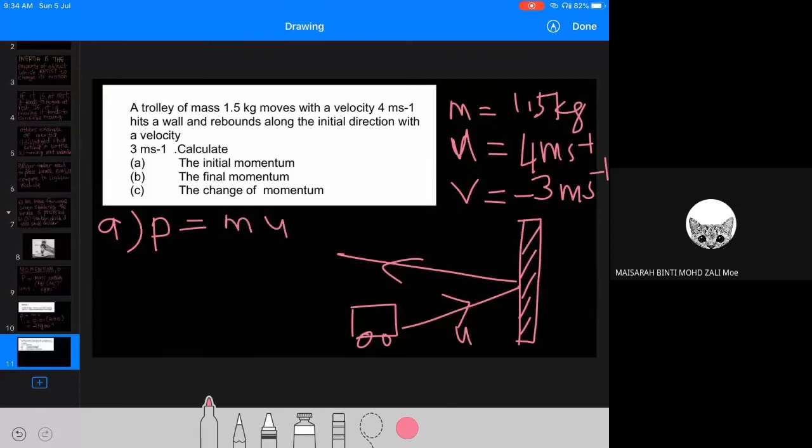Mu lah, U tu ialah velocity. Cuma U adalah simbol untuk initial velocity. So 1.5 times 4 dapat berapa? 6 kilogram meter per second. Yes, very good.